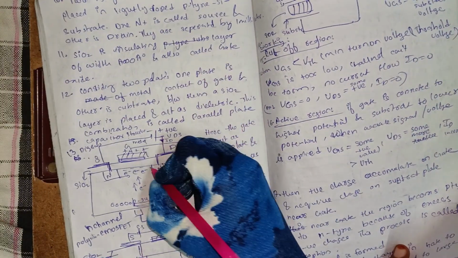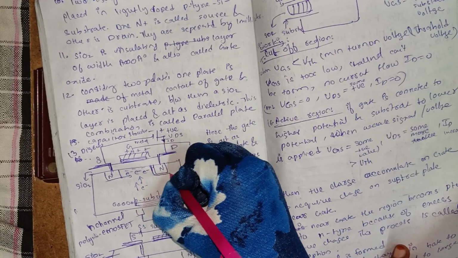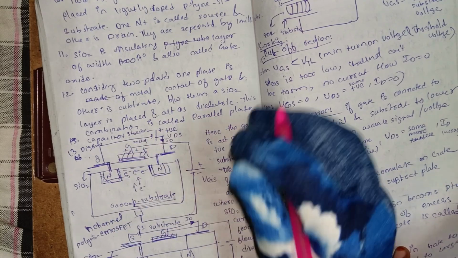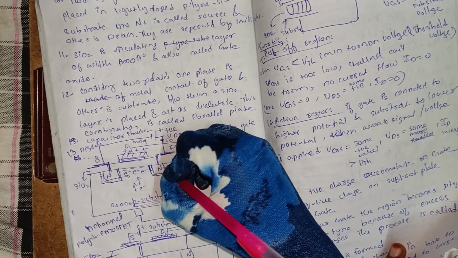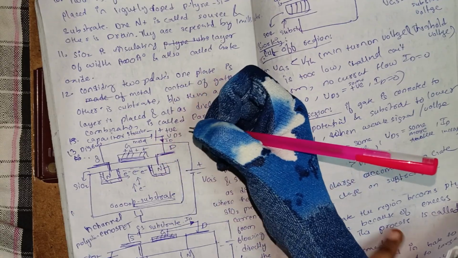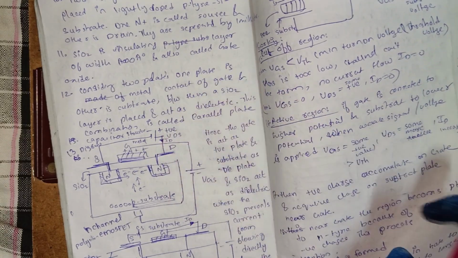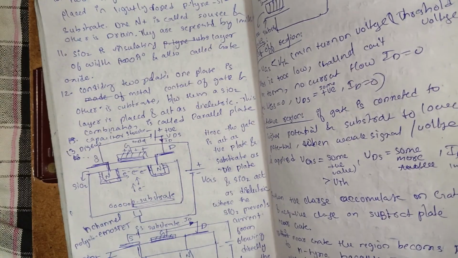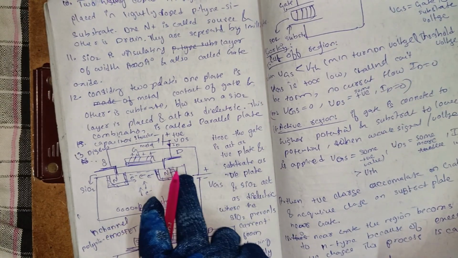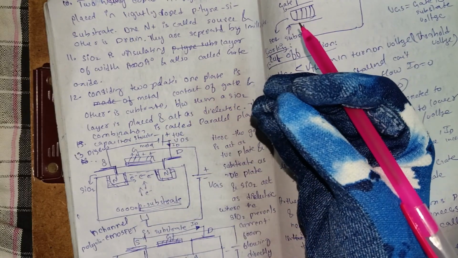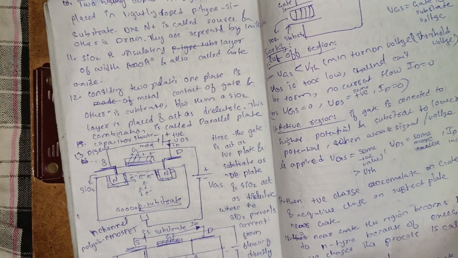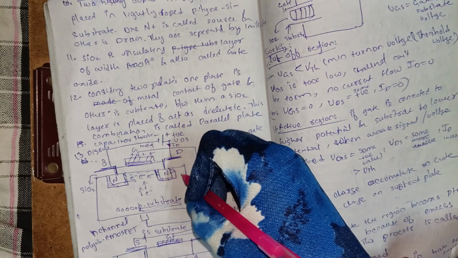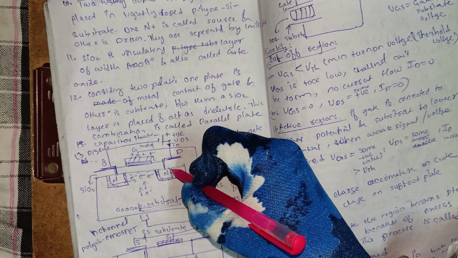So here we already know that there will be a thin depletion layer, because this is N type and this is P type. Because of two different types of materials, the reverse biasing occurs, and hence the depletion layers are formed.